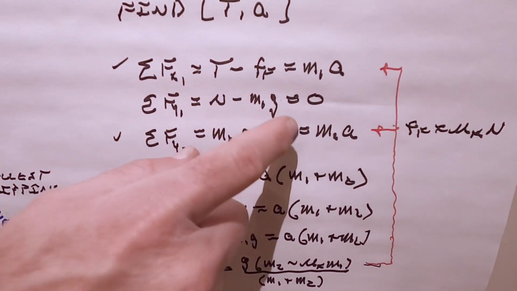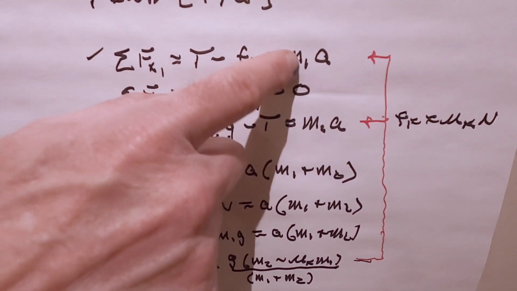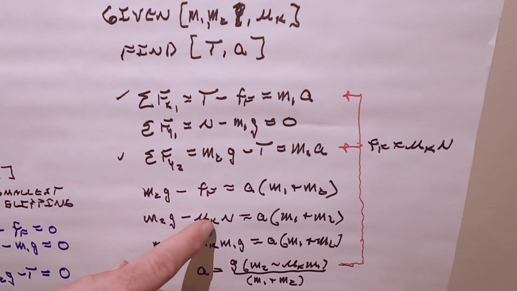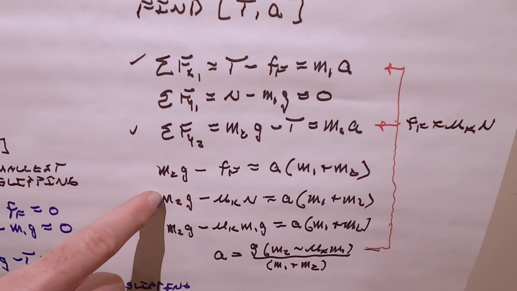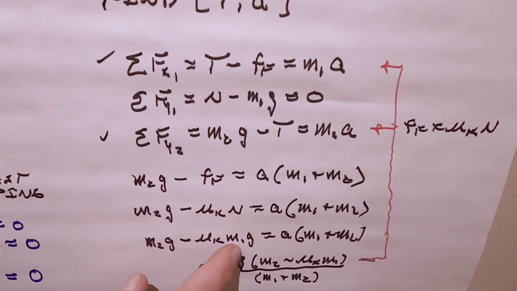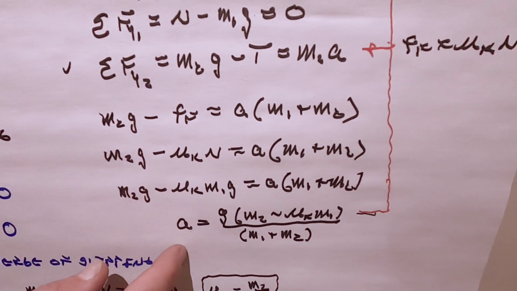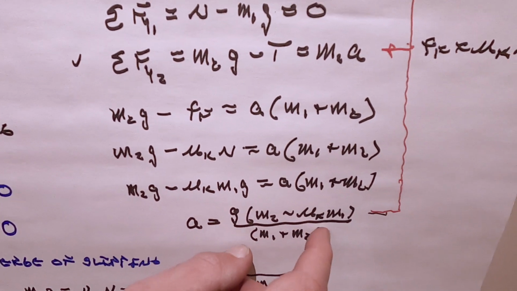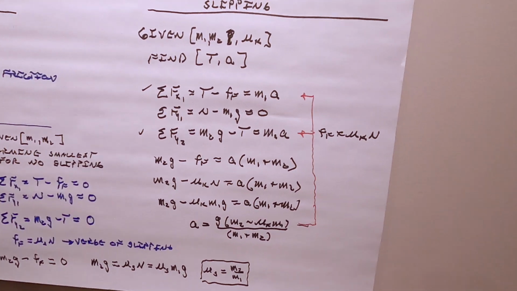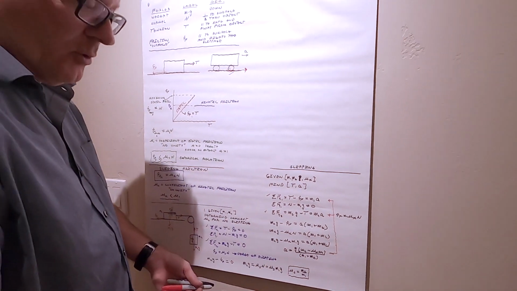The T's drop out, and we get M2G minus friction equals, and then I factor the A out of these two, A times M1 plus M2. I'll put in what the friction is. It's mu K N. That's all I did right there. And the next line down, I'll put in what N is. N is M1G. Put it into here. And then bring this over to the other side. And I factored out the G. So A equals G times M2 minus mu K M1 over M1 plus M2. So that is the acceleration right there, given a certain roughness such that it did move right here.